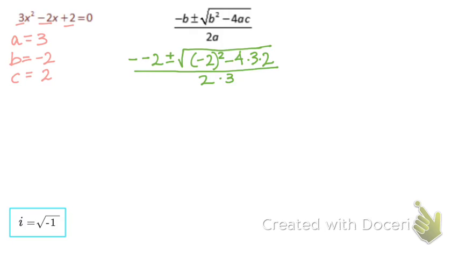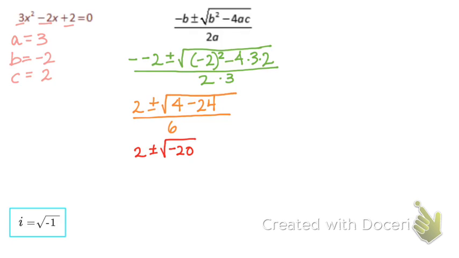So I'm going to rewrite this, but the negative of -2 is the same as +2, plus or minus the square root of -2 squared, which is -2 times -2, so that's 4. And then minus 4 times 3 times 2, so minus 24. All of that divided by 6. So now I'm going to simplify some more. We have 2 plus or minus the square root of 4 minus 24, which is -20, all of that divided by 6.